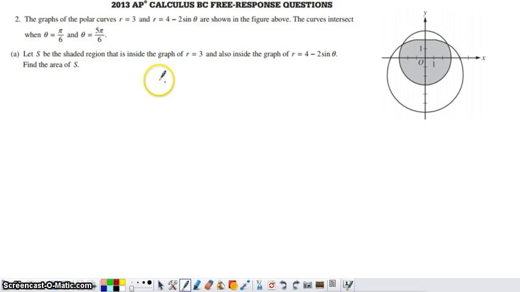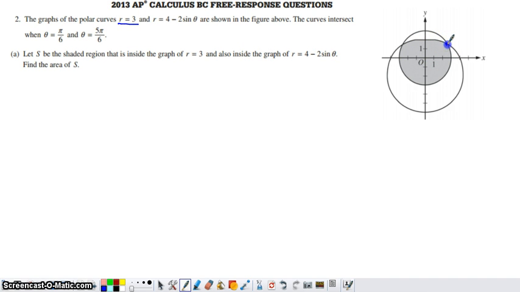So here we'll check out number 2 from the 2013 BC exam, and this is a calculator problem that involves polar graphs, and we want to find the area that is shaded over here. So they tell us what the equations of these polar curves are. r equals 3 is going to graph the circle with a radius of 3. r equals 4 minus 2 sine of theta is going to graph this limaçon here. And they were nice enough to tell us where these curves intersect.